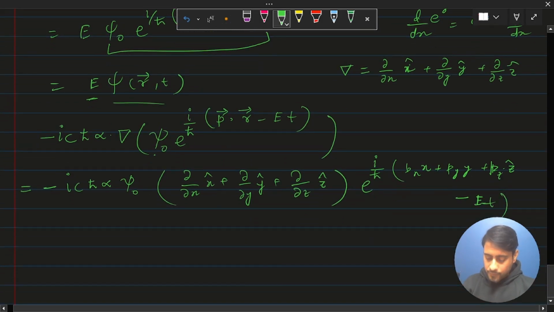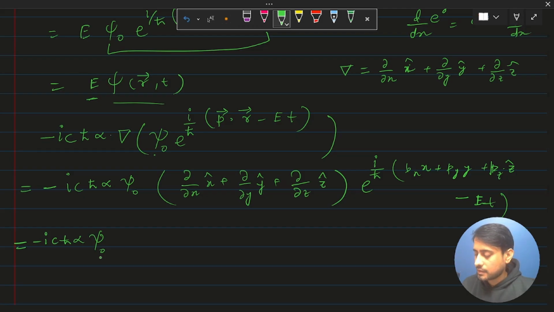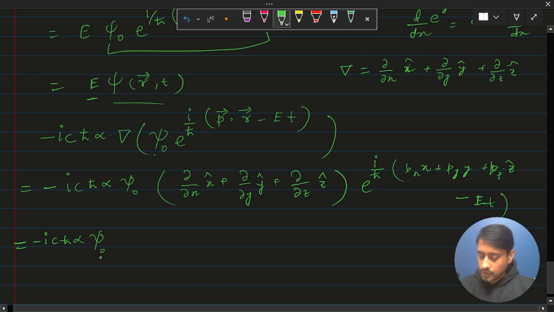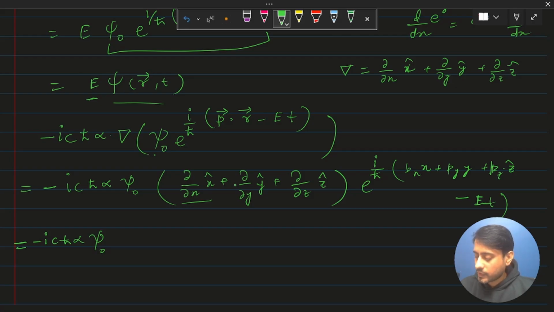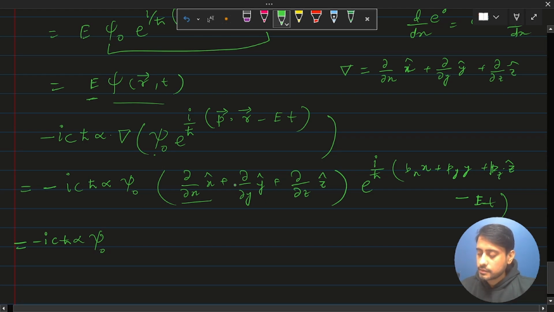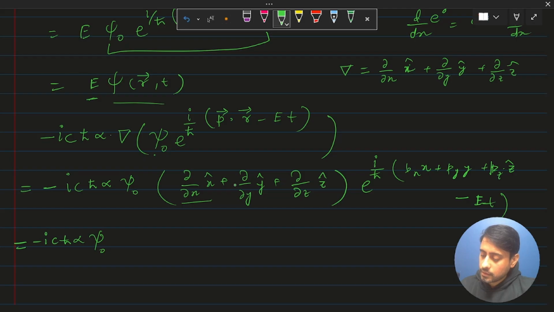Okay, so after differentiating you will get minus iota c h bar alpha psi naught. Now this has three terms, x, y and z, and this term will act on this. For the first term, the derivative of the exponential will be the exponential itself, and in the second term the chain rule will be applied, and the derivative of the exponent term will be done.